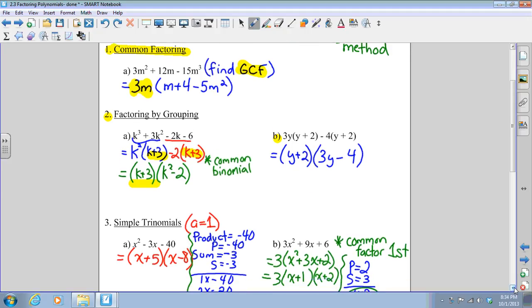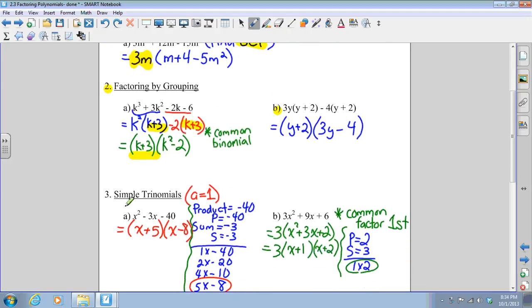Now we're getting into harder stuff. Again, we're going to take a look at simple factoring. Simple trinomial factoring is when a equals 1 in standard form of a quadratic. So look at this first example here, a equals 1. In the previous classes, we've talked about finding the product and the sum. The product is always a times c. So in this case, it's 1 times -40, which is -40, and the sum is your b value, which is -3.